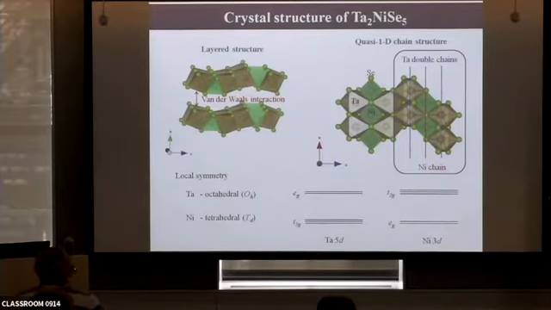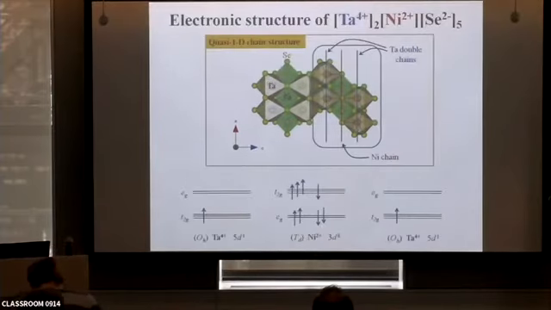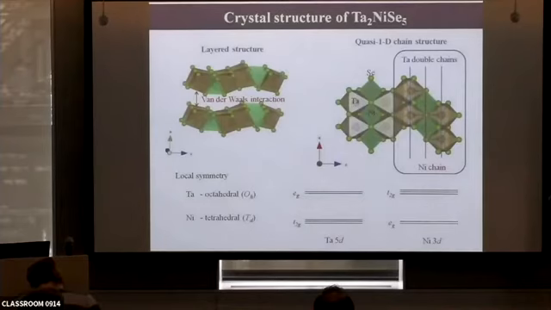It is noteworthy that the tantalum atom is surrounded by selenium atoms octahedrally, but the nickel atom is surrounded by selenium atoms tetrahedrally. Therefore, the tantalum d level is split into the low-lying t2g and high-lying eg levels, but the nickel d level is split in the opposite order.